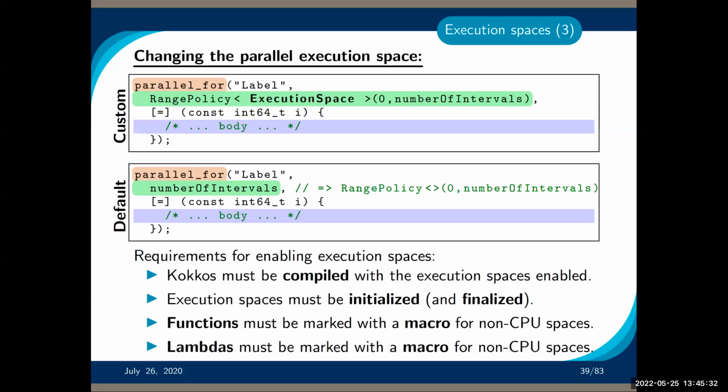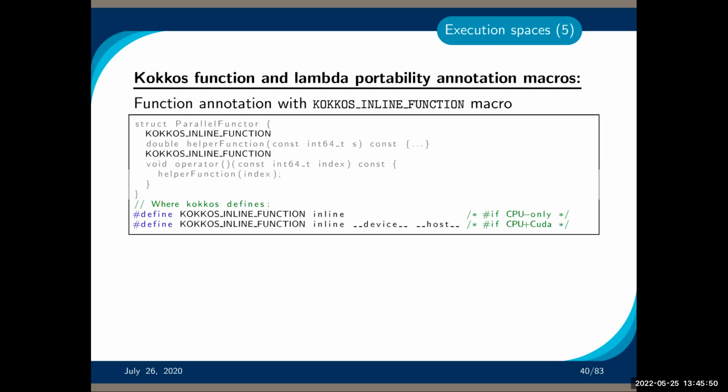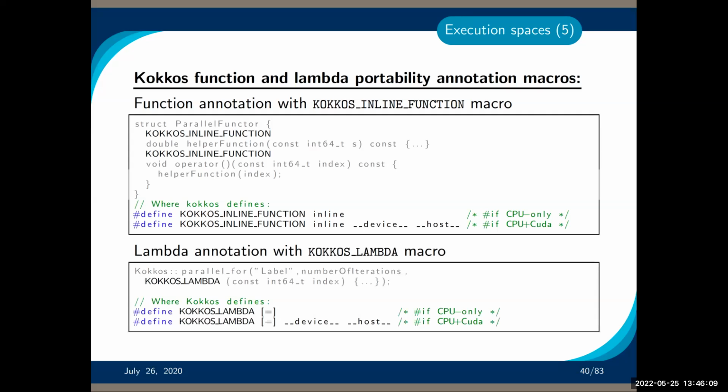Execution spaces themselves must be initialized and finalized. One thing is that functions and lambdas must be marked with a macro for non-CPU spaces, because certain architectures, such as CUDA, require decorations. CUDA requires __device__ __host__ to say that this inline function is available on both the device and the host. So we use the macro to portably say, based on your backend, it should just work. And there's a Kokkos lambda macro, which does the same thing for capturing by value.